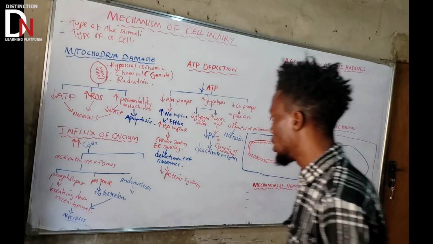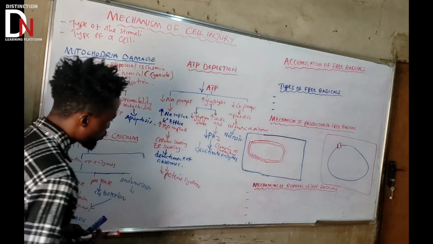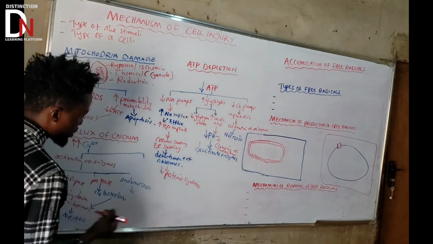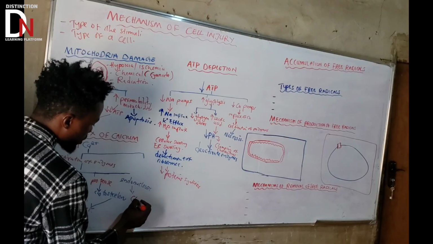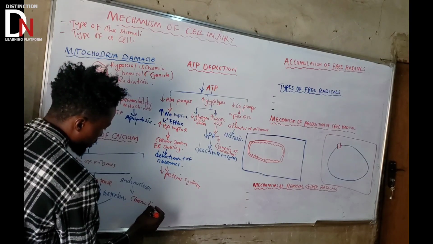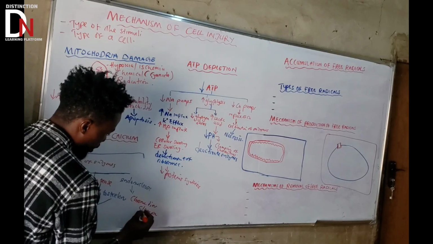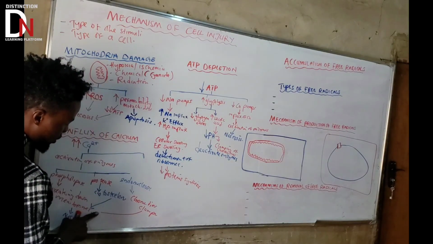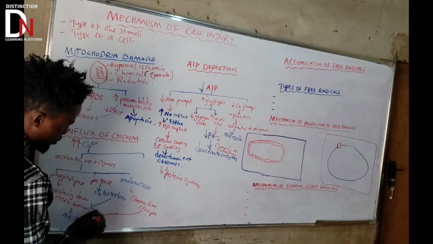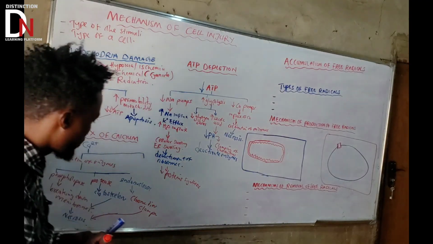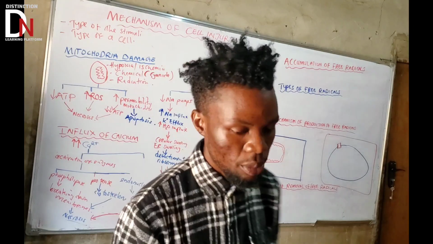What are we saying? These endonucleases will lead to chromatin clumping. Then basically it will lead to the same thing: necrosis or apoptosis.